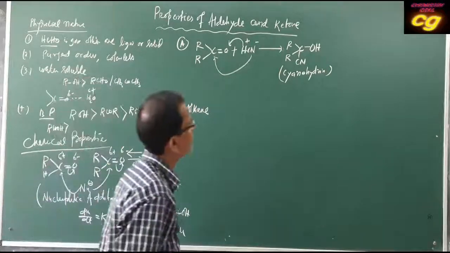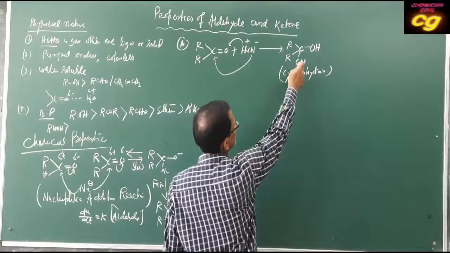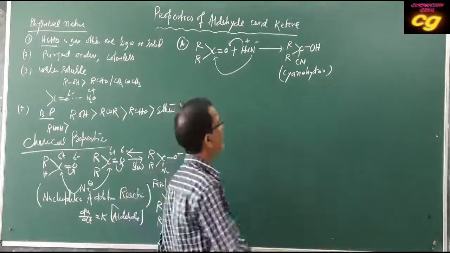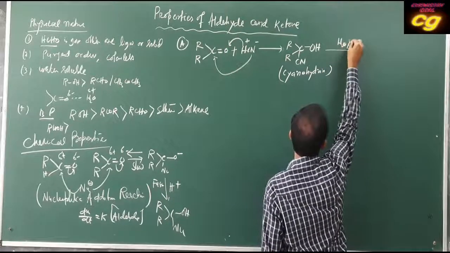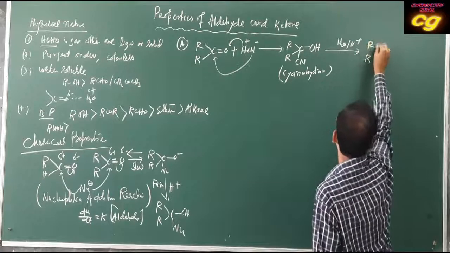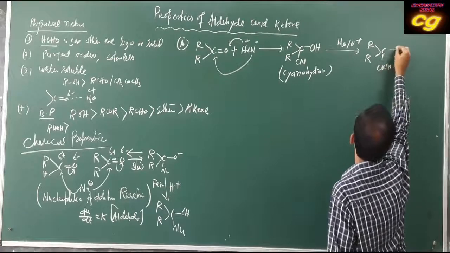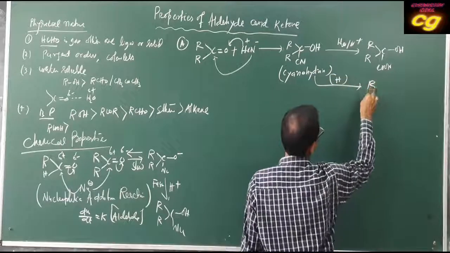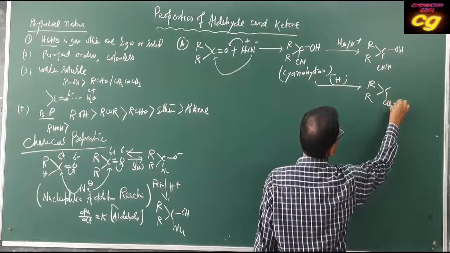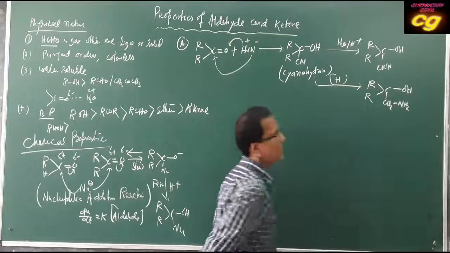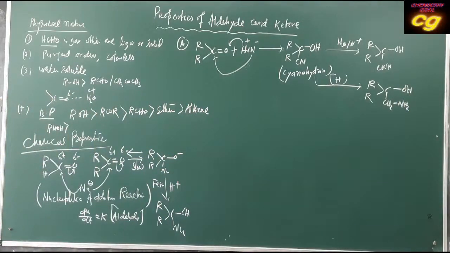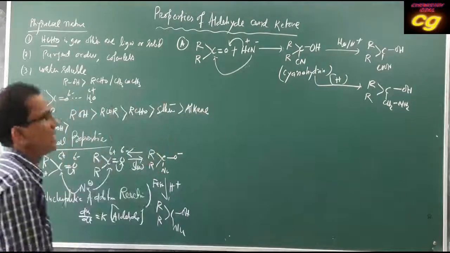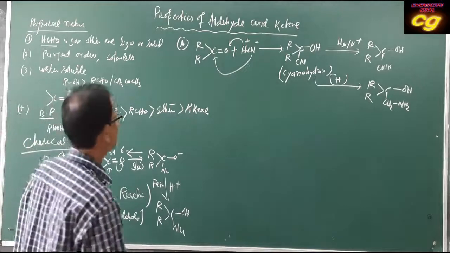Cyanohydrin can be converted to different products. If it undergoes hydrolysis, the product will be R, R, C, COOH, then OH. If it undergoes reduction, the product will be R, R, C, then CH2NH2, then OH. So it depends upon the type of reaction, whether the cyanohydrin undergoes hydrolysis or reduction. These are the side products of the cyanohydrin reaction.